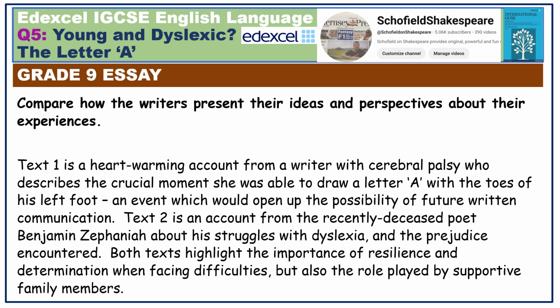Text 1 is a heartwarming account from a writer with cerebral palsy who describes the crucial moment she was able to draw a letter A with the toes of his left foot, an event which would open up the possibility of future written communication. Text 2 is an account from the recently deceased poet Benjamin Zephaniah about his struggles with dyslexia and the prejudice encountered. Both texts highlight the importance of resilience and determination when facing difficulties, but also the role played by supportive family members.